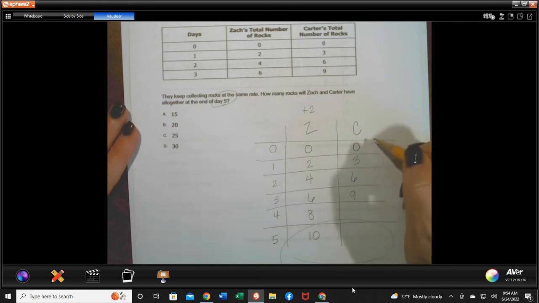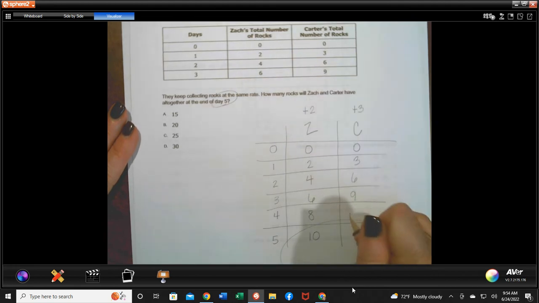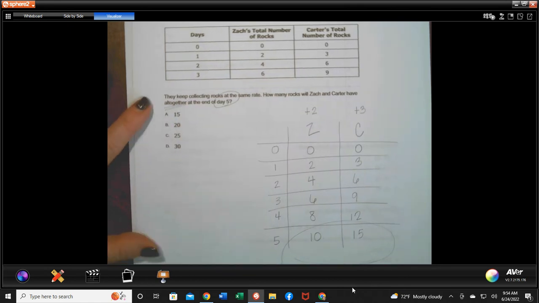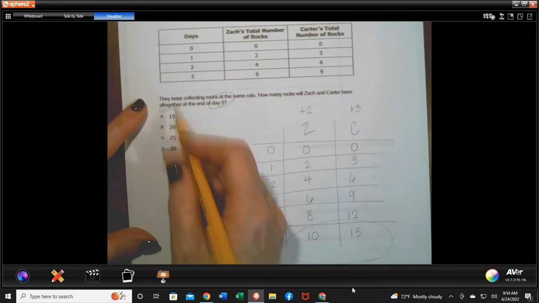All right. Then Carter, 0, 3, 6, 9. Again, he's increasing by 3, 9, 12, 15. So now I see on the 5th day, Zach has 10, Carter has 15. So the question was on day 5, how many do they have all together? I went back and looked at the question because there is no ordered pair in the answer bank. So simply, I just need to add 10 and 15.